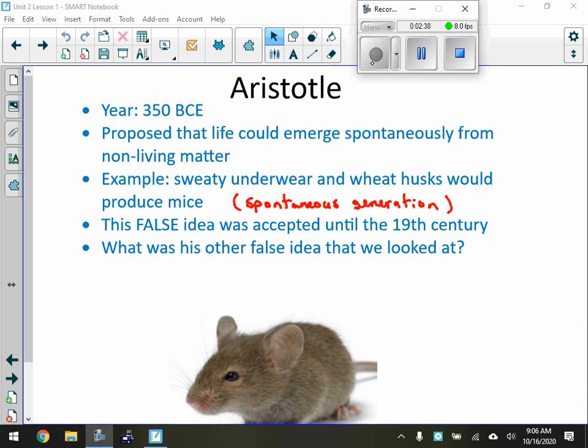And again, why was that accepted until the 19th century? Well, what else did he do? What was his other false idea? Wasn't it back in the last unit, the four elements of earth, wind, fire, water? Yeah. So he was famous back then, right? Whatever he said went, so people just believed him until the 19th century. Same kind of thing here. He had a lot of theories, and people were like, "Well, he's famous, so he's got to be right." You're saying for over 2,000 years, people just believed that life came out of nothing.